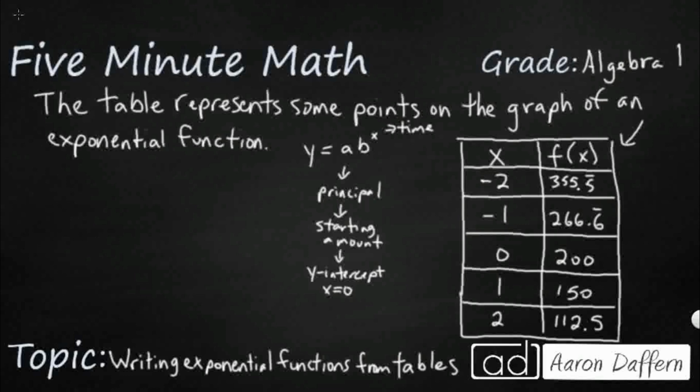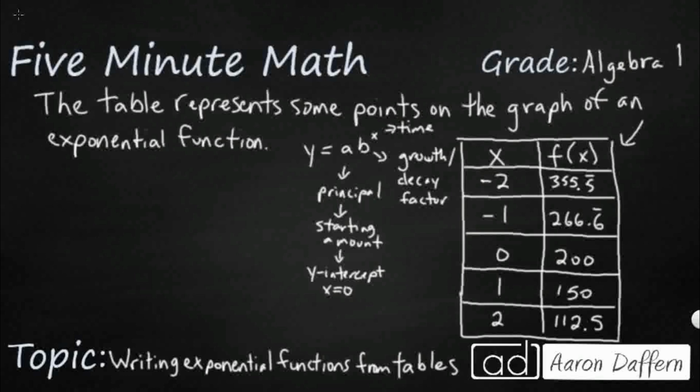So b here is going to be your growth factor if it's increasing, or decay factor if it's decreasing. And that's a little bit tricky to calculate sometimes, and that's usually going to be the one where we have to do a little bit of math to figure it out. So let's take a look at this.